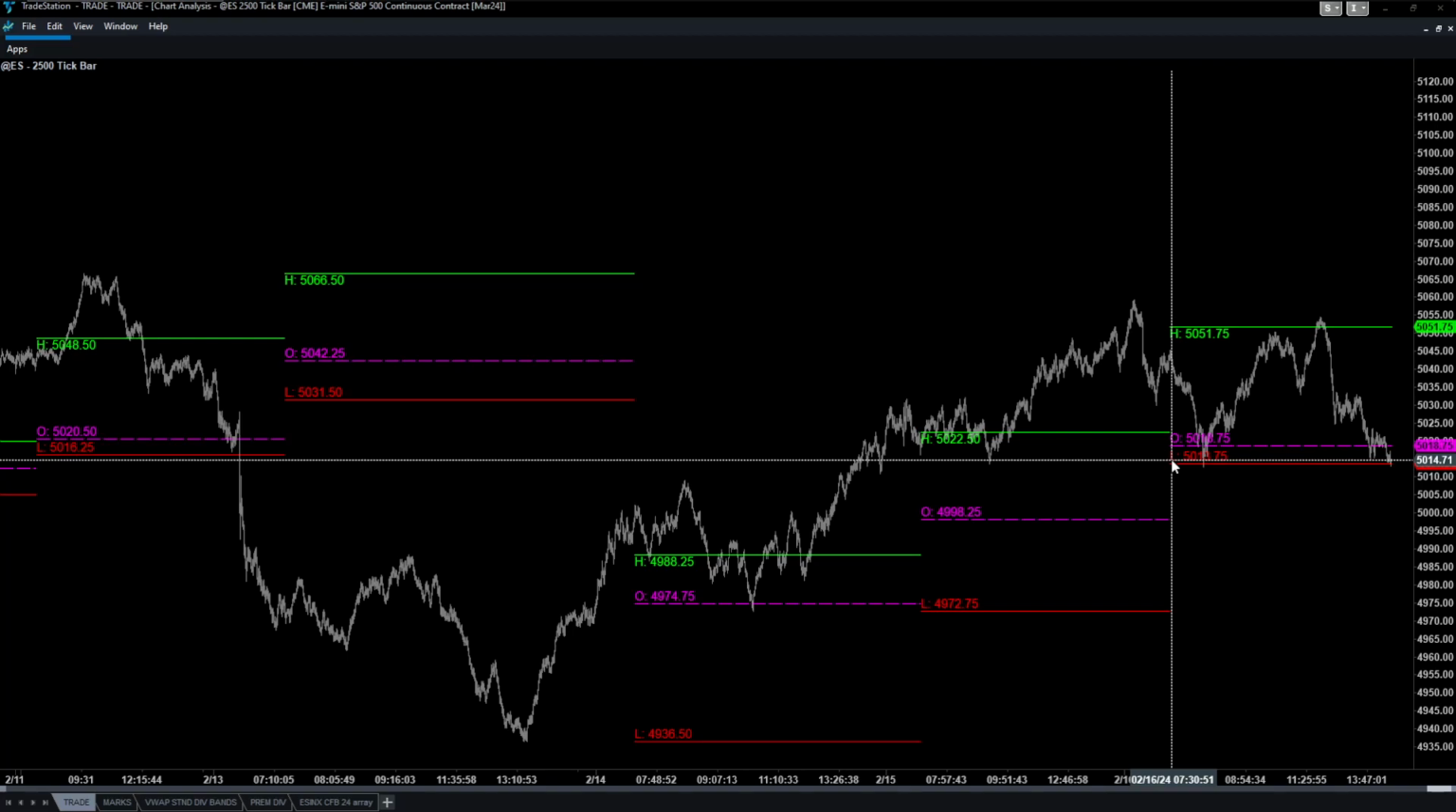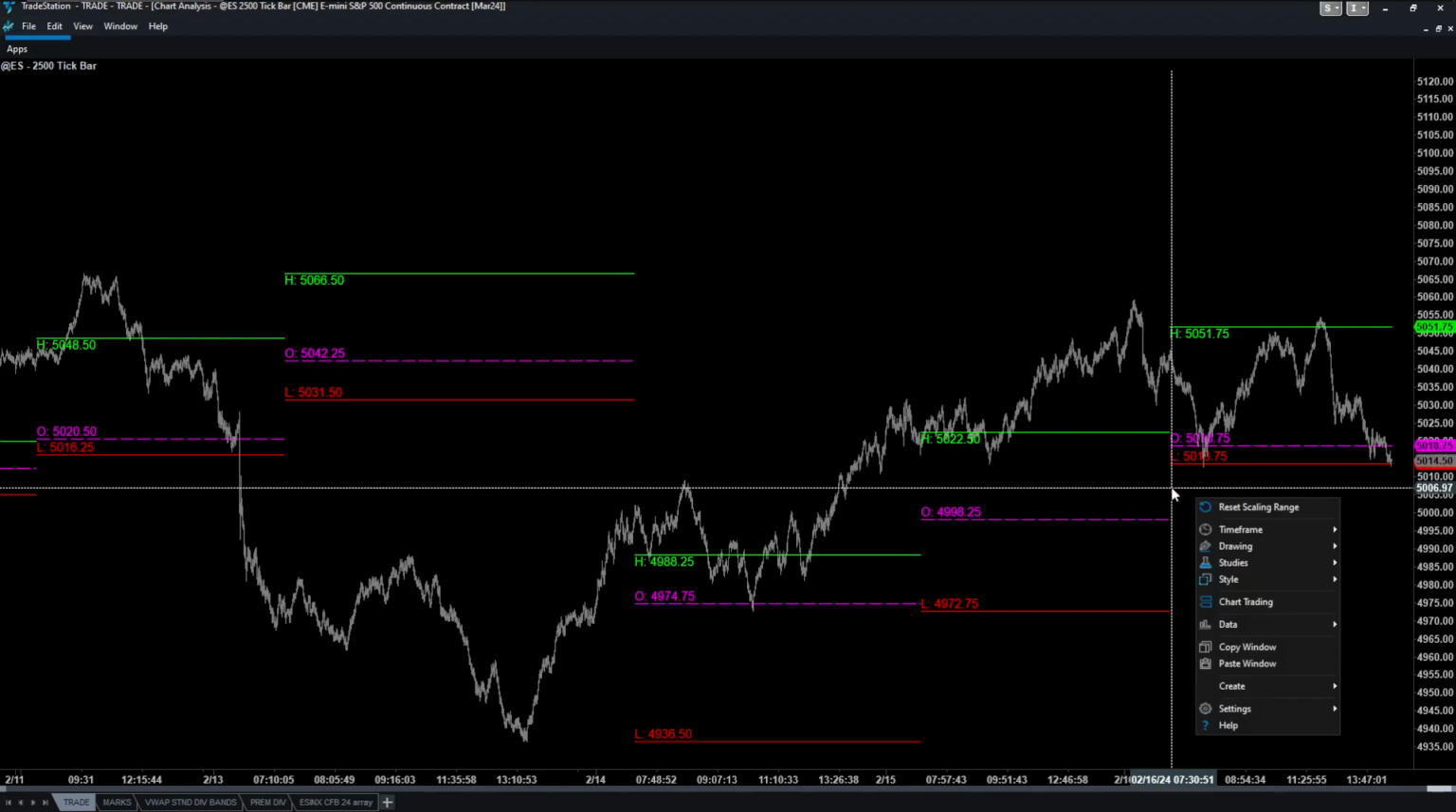Now, when you have both the current day and the previous day highlighted, you've got a lot more data there to work with. So that's why we have more than one indicator on each of the charts to display whatever it is you need to be watching.